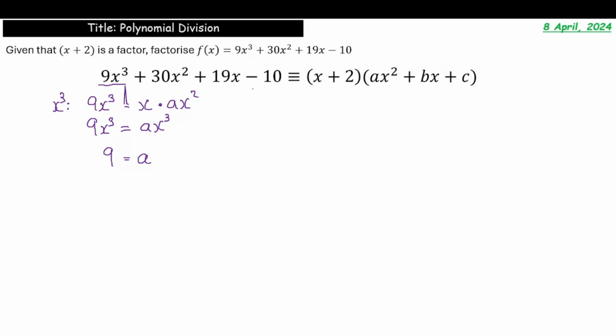And just like that, we can do exactly the same with the constant, the c. Because we know that the constant here, minus 10, the only way you can get that is by a constant times a constant. So that means for my constant term.